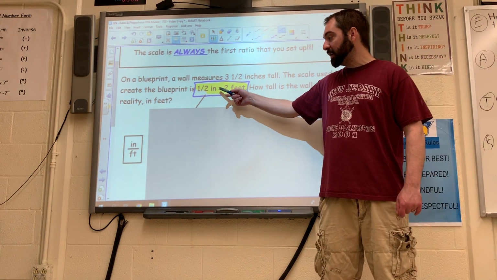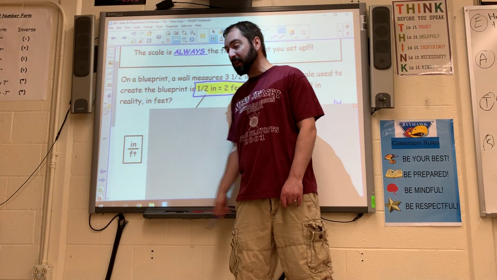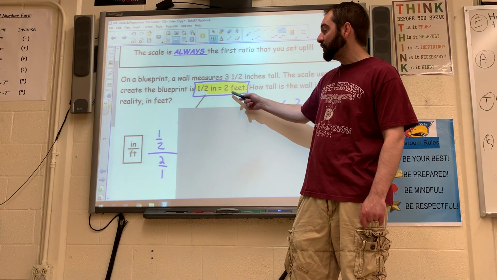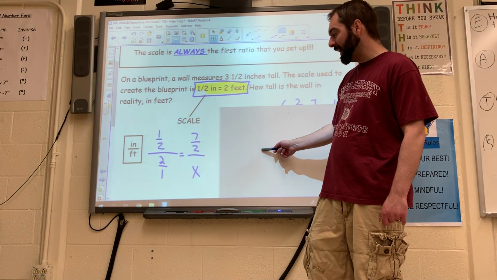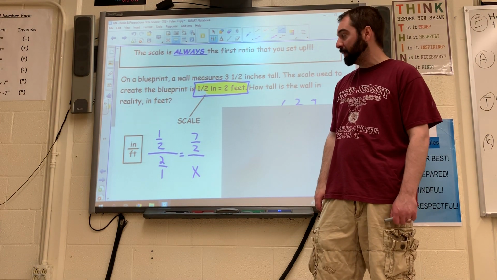You're comparing inches that are equal to feet. Inches are feet, so inches over feet. It gives you your given ratio, 1/2 over 2. They're saying 1/2 is really 2. Then, that 3 1/2, it's all by itself. It goes with the variable side.